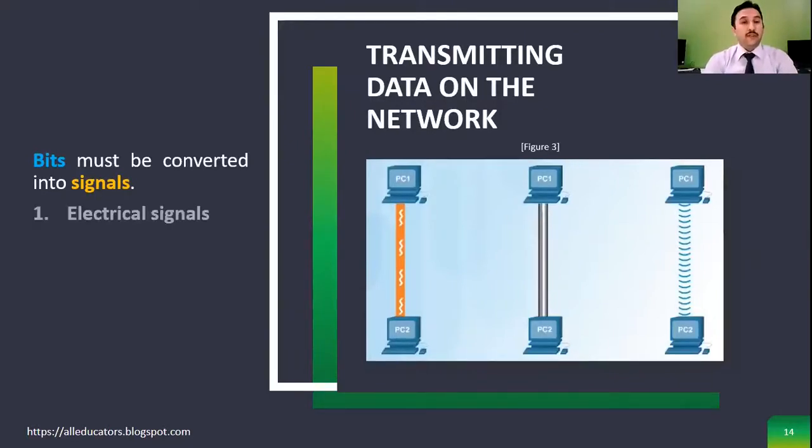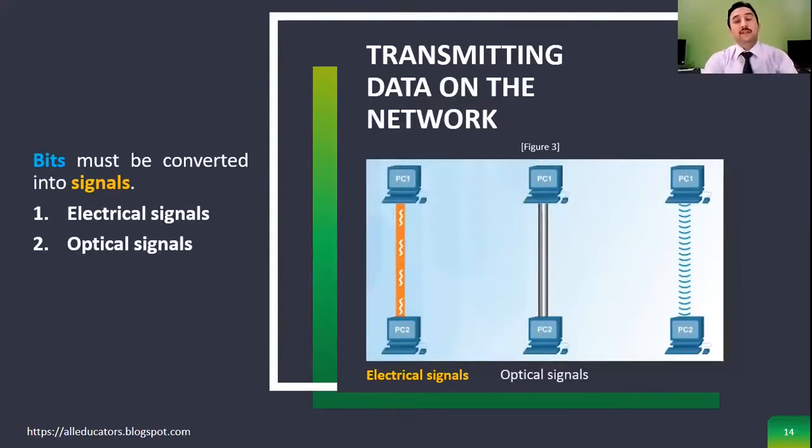And the first one is electrical signals. Transmission is achieved by representing data as electrical pulses on copper wire. Optical signals: transmission is achieved by converting the electrical signals into light pulses. And the last one is wireless signals. Transmission is achieved by using infrared, microwave, or radio waves through the air.